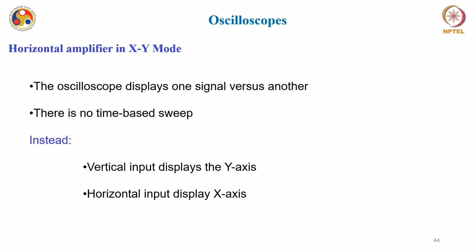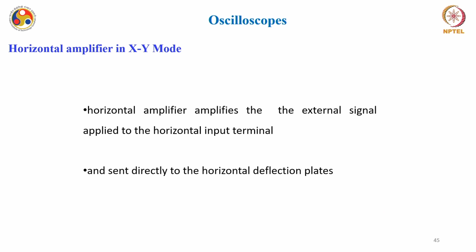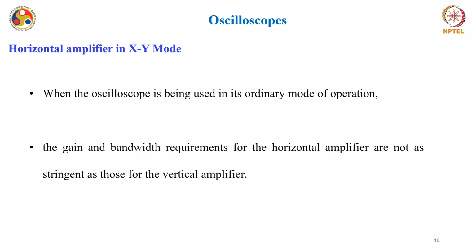When you talk about the operation of this horizontal amplifier, when the oscilloscope is working in the XY mode, it is actually displaying one signal versus another. So you have voltage here and voltage here, and there is basically no time sweep. Instead, the vertical input is displaying a certain voltage and the horizontal input is also being displayed as a voltage. The horizontal amplifier amplifies the external signal applied to the horizontal input terminal and sends it directly to the horizontal deflection plates for deflection.